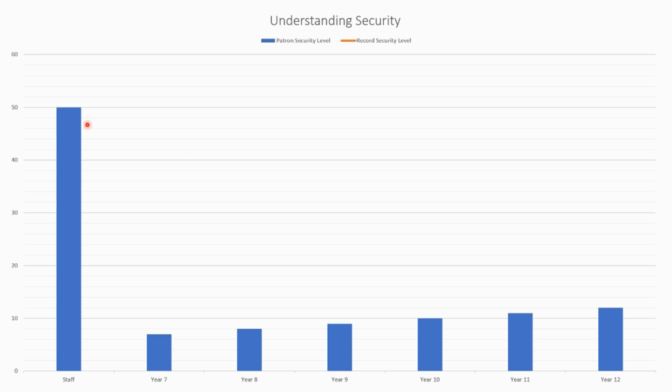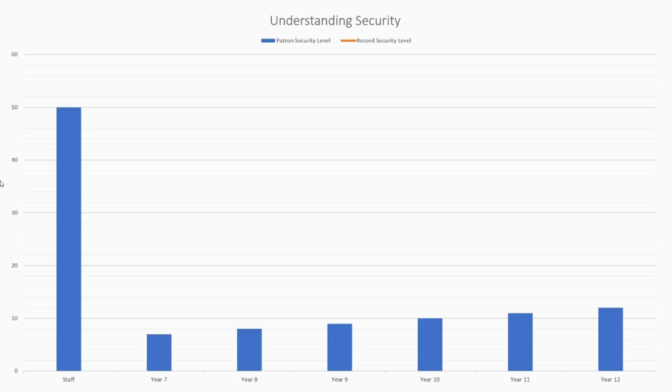classifications. As you can see, our staff have a security level of 50. Year 7s have a security level of 7, 8s have an 8, 9 has 9, and so on. I like to do it this way so it keeps everything clean. Always match your security level to your classification.